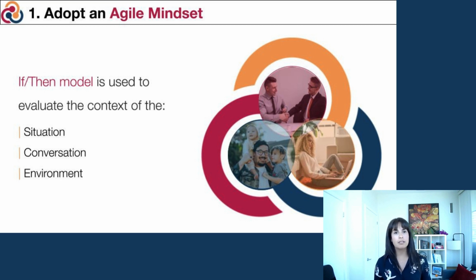So the first thing is to think about how we are adapting and entering any conversation or any situation with an agile mindset, that we're thinking about who we're talking to, we're understanding and preparing our message, and then we're delivering that message in a way that garners us the best results at the end of the day by connecting with that person.